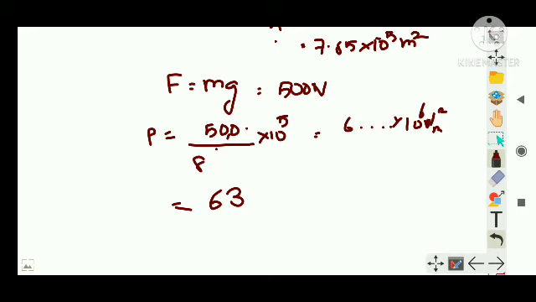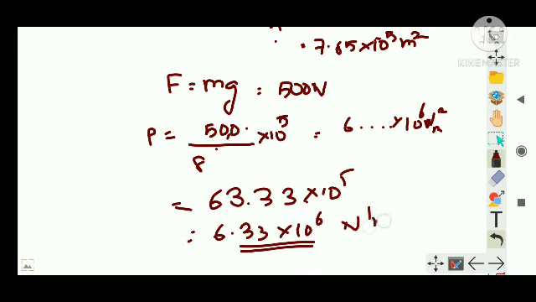Clear? So 20, then 3, then again 20, so 3 goes off, right? 63.3 into 10 to the power 5, or you can write 6.33 into 10 to the power 6, right? So you will get this as the answer. Clear? So this is something you have to know about pressure, right?